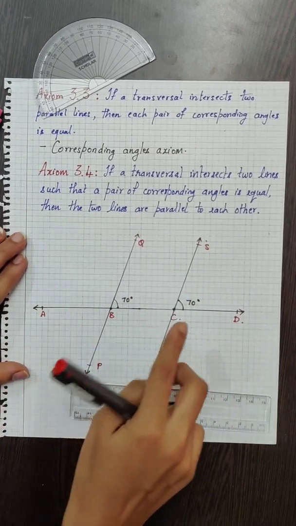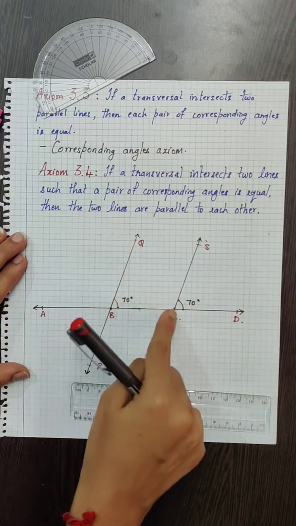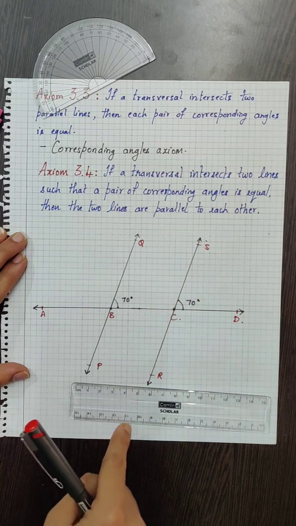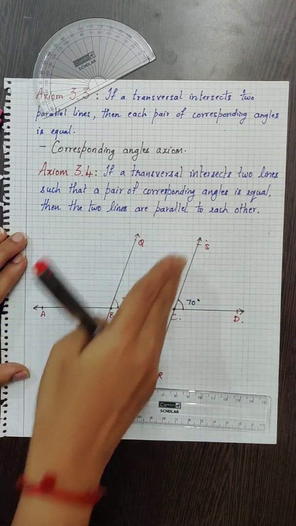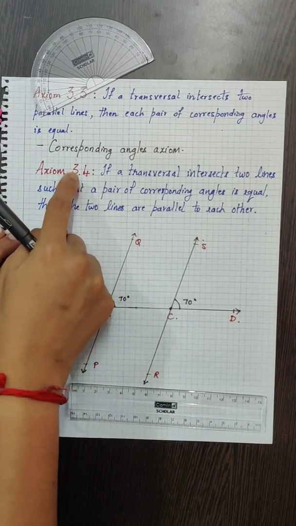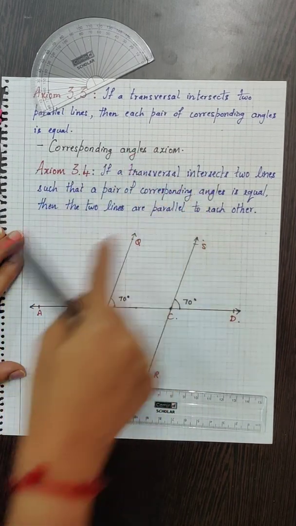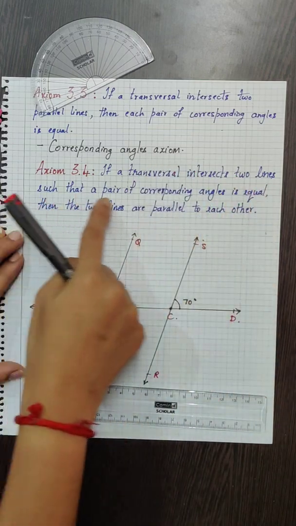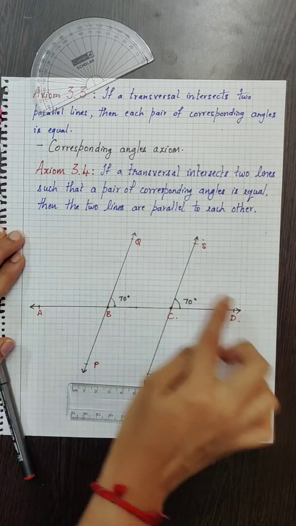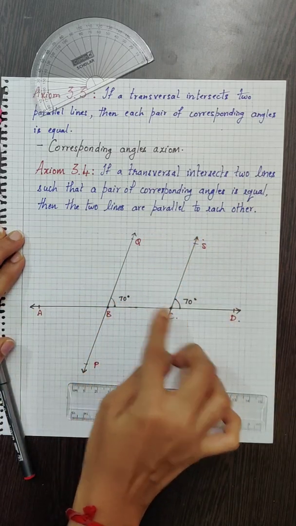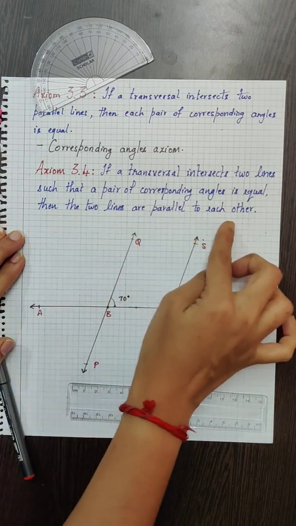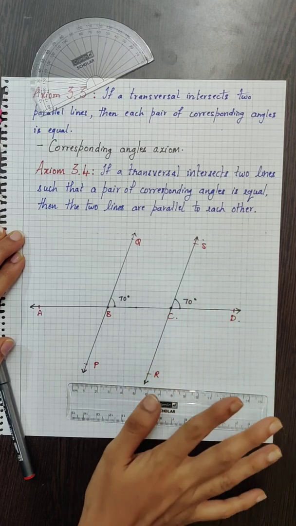Therefore, what we did was initially we drew two corresponding angles which are equal, and then when we produced the rays, we found out that the lines are parallel to each other. Therefore, it proves axiom 3.4, that is, if a transversal intersects two lines such that the pair of corresponding angles is equal, then the two lines are parallel to each other.